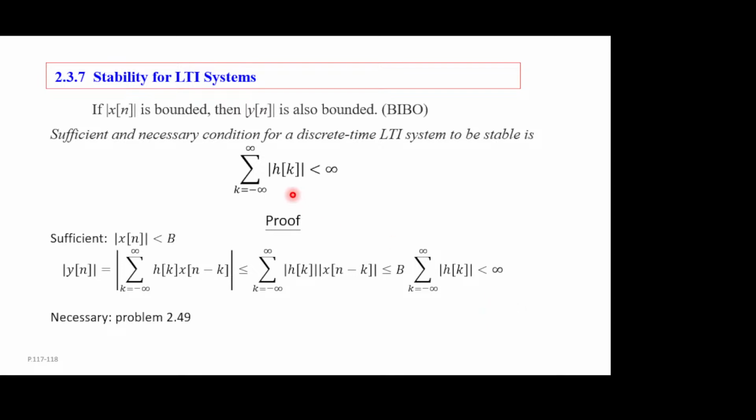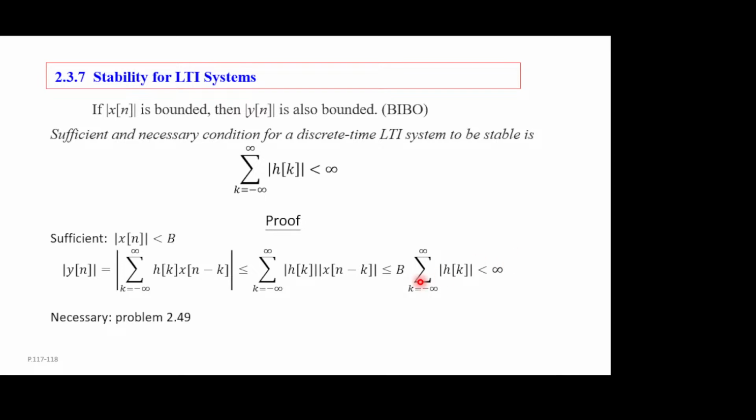Now we use our assumption. We have the absolute value of x of n less than b for all n, so the absolute value of x of n minus k will be less than b for every n minus k. So I'll just write this with b instead. What we're left with is the summation over k of the absolute value of h of k. We know this is a finite value and b is a finite value, so we end up with a finite value.